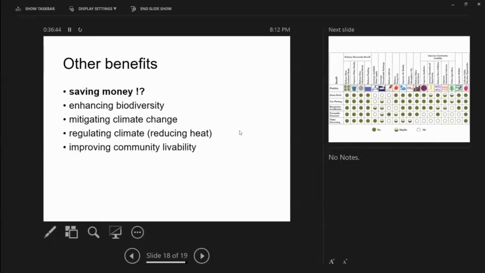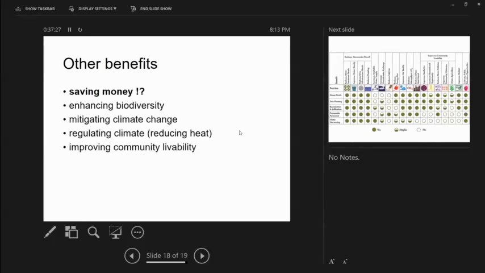There are many, many other benefits; I've just listed a few here. I showed pictures of rain gardens and so forth, which can provide habitat and enhance biodiversity. We can mitigate climate change by planting trees and vegetation that take in carbon dioxide. Regulating the climate: another event, other than storms, that I think really needs to be on our horizon is heat events, and more green typically means reducing the heat. All of these things can add up to improving community livability.